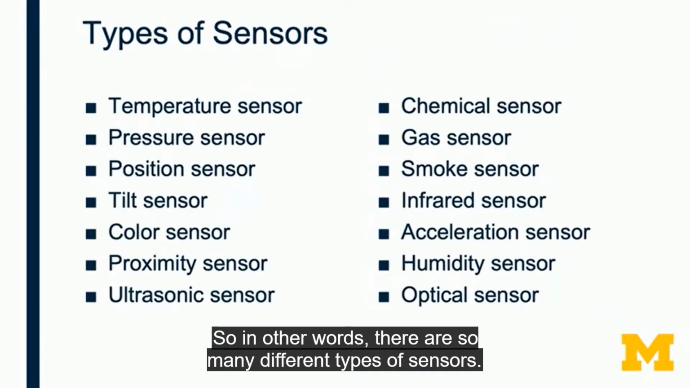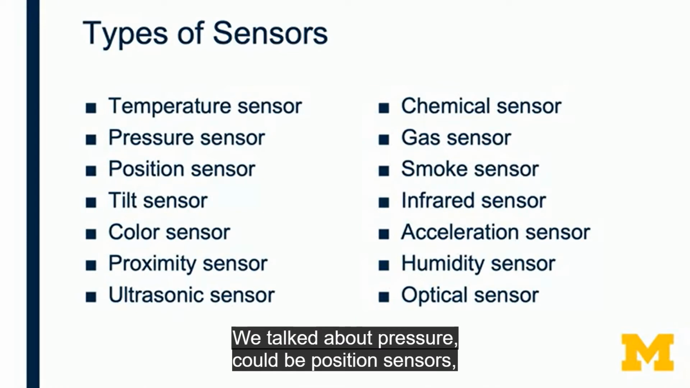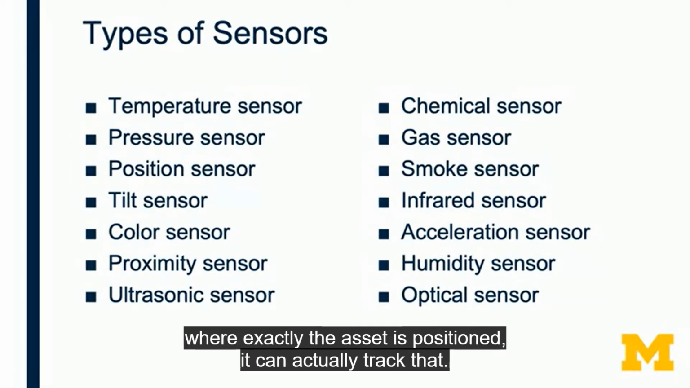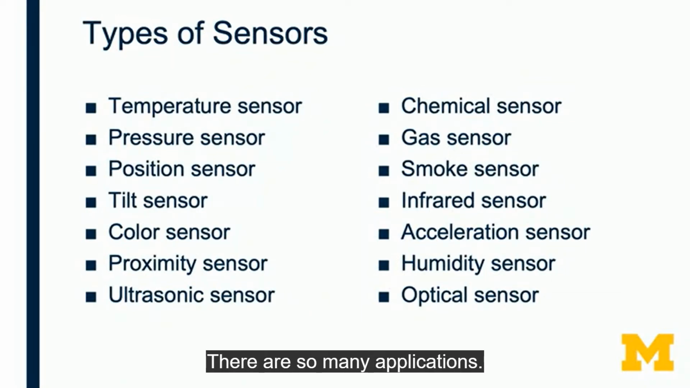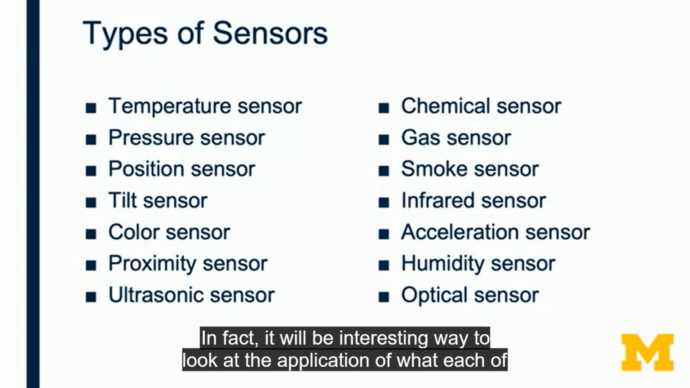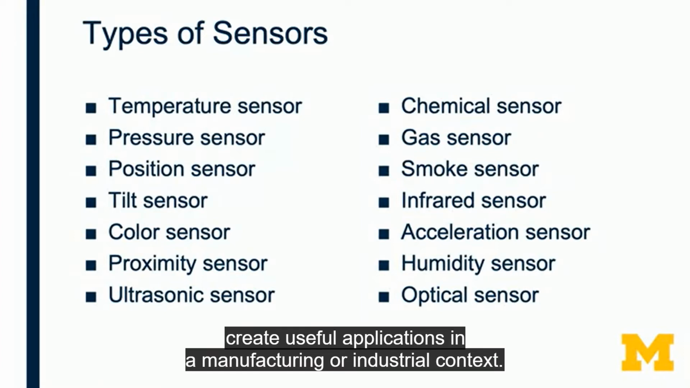Here is a chart that lists some examples of sensors. You can have a temperature sensor. We talked about pressure. It could be position sensors. There could be sensors based on the lat-long, where exactly the asset is positioned. You can track that, and you can sense for a chemical. You can sense for gas. There are so many applications. In fact, it'll be an interesting way to look at the application of what each of these sensors does, and then look at how we can put this together to create useful applications in a manufacturing or industrial context.